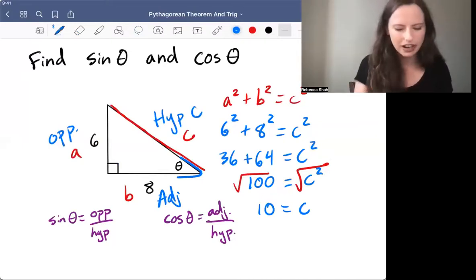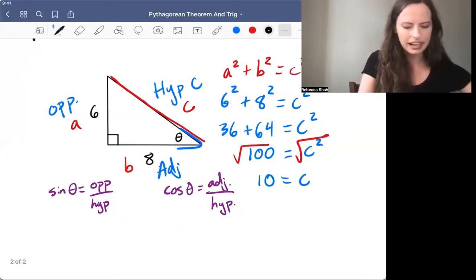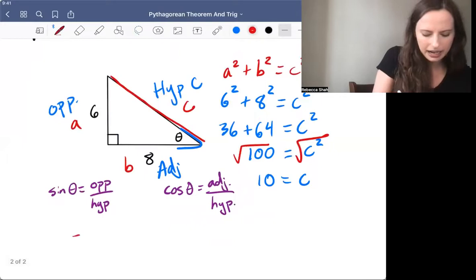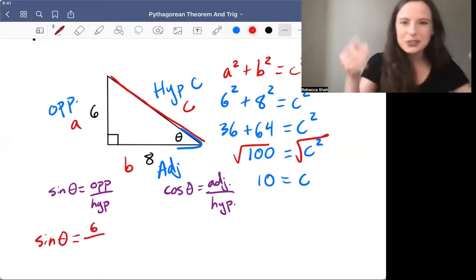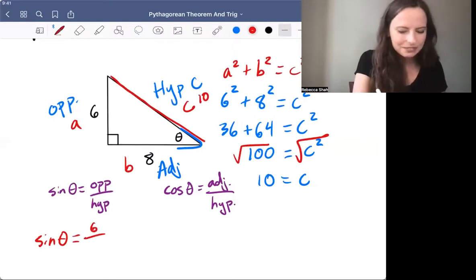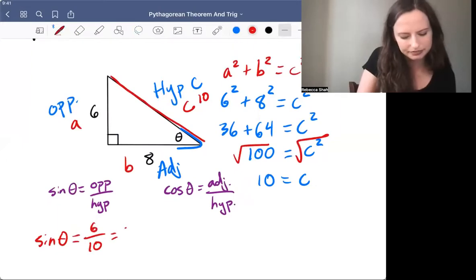So we're ready to write our sine and cosine fractions. So going back, we know sine is the opposite side over the hypotenuse. So we know opposite side is 6. Hypotenuse, we just found that. Now we know it's 10. So 6 over 10, and that simplifies to 3 over 5.